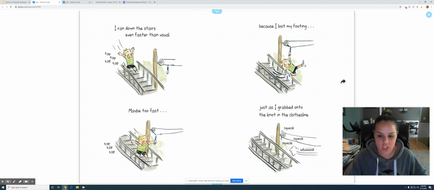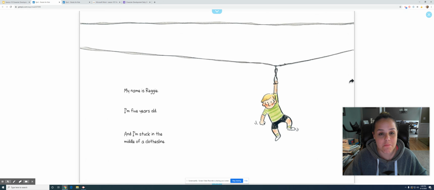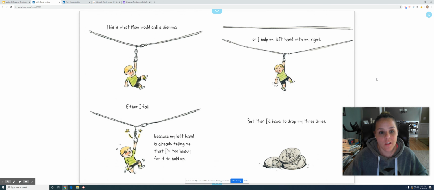Just as I grabbed onto the knot in the clothesline, squeak, squeak, squeak, whizz. Uh-oh. My name is Reggie. I'm 5 years old, and I'm stuck in the middle of a clothesline. This is what Mom would call a dilemma.